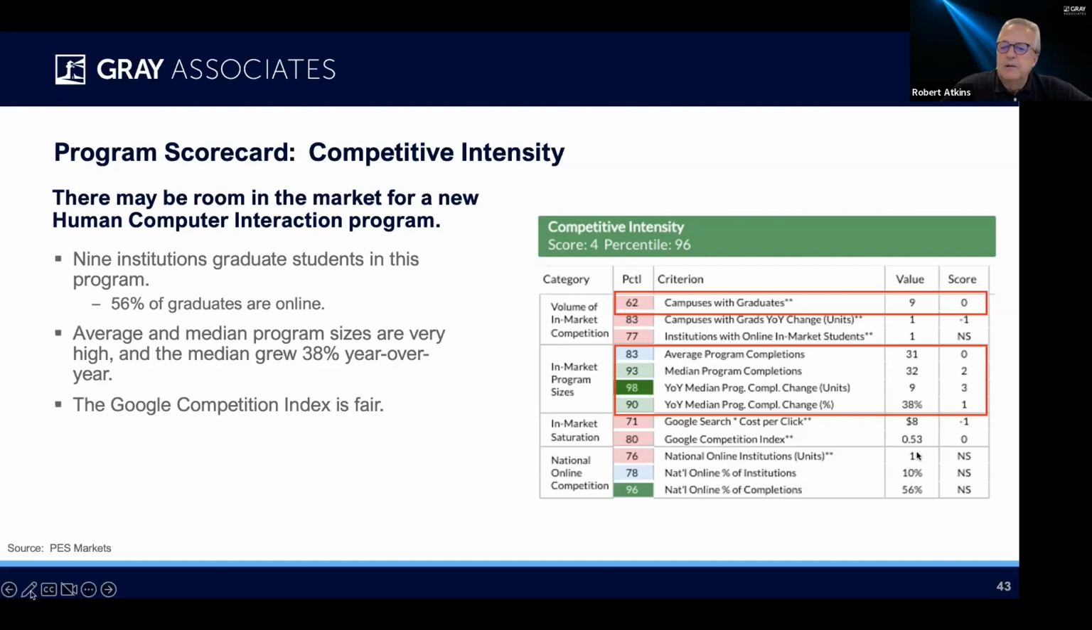By the way, last but not least, is this an on-ground or an online program? Only one institution is offering it online. That's 10% of the 9 schools offering the program, but it's 56% of all completions. So it's pretty clear that this can be successfully offered online.